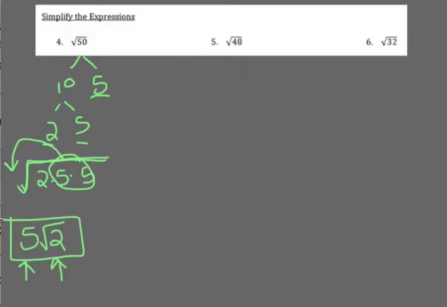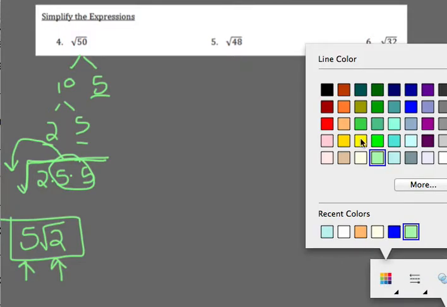What I don't want in any of this unit is decimals. I'm looking for simplified radicals. You don't write the decimal of the number. So let's go ahead and take a look at the square root of 48.